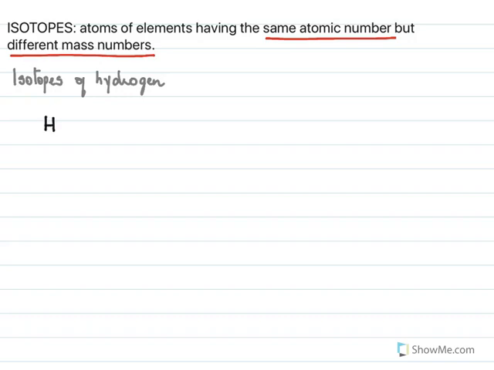One is hydrogen with the mass 1, atomic number 1, and that's called protium. Then you have hydrogen with the mass 2, atomic number 1, and that is called deuterium. Hydrogen with atomic number 1, mass 3, and that is called tritium.